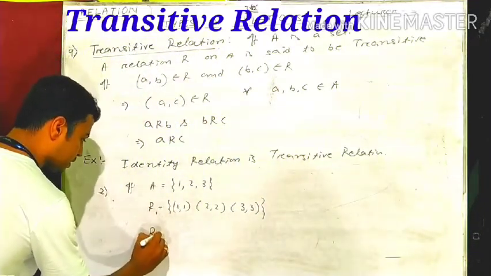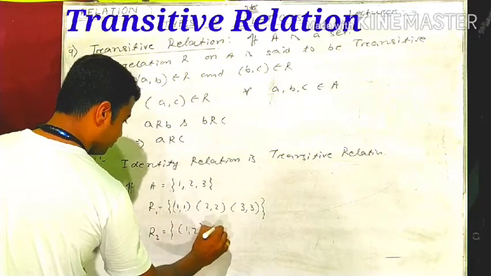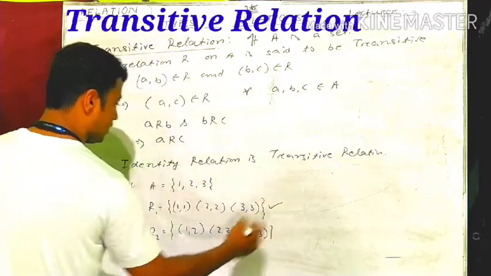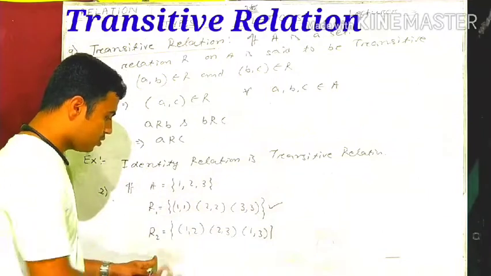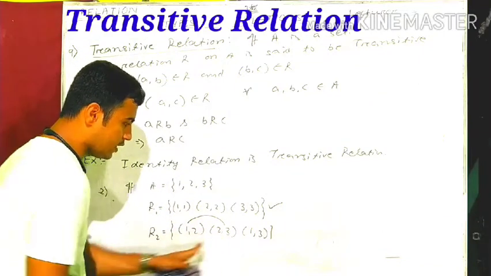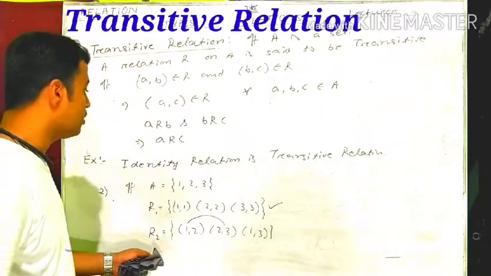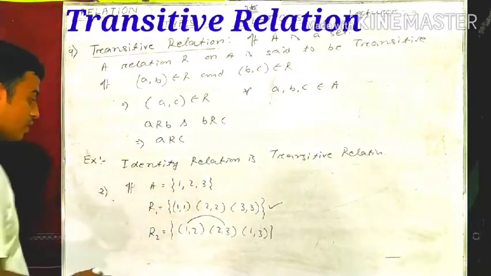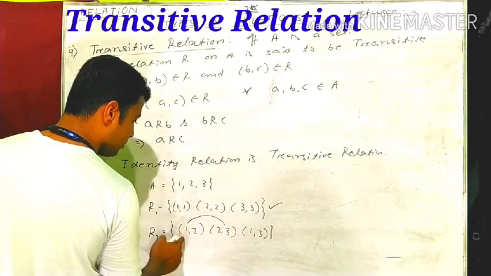Suppose R2 is another relation, {(1,2), (2,3), (1,3)}. Here (1,2) belongs to R2, (2,3) belongs to R2, so (1,3) again belongs to R2. So this relation is called a transitive relation. Transitive relation means: here 1, 2, here 2, 3, and the relation again goes from first to third.